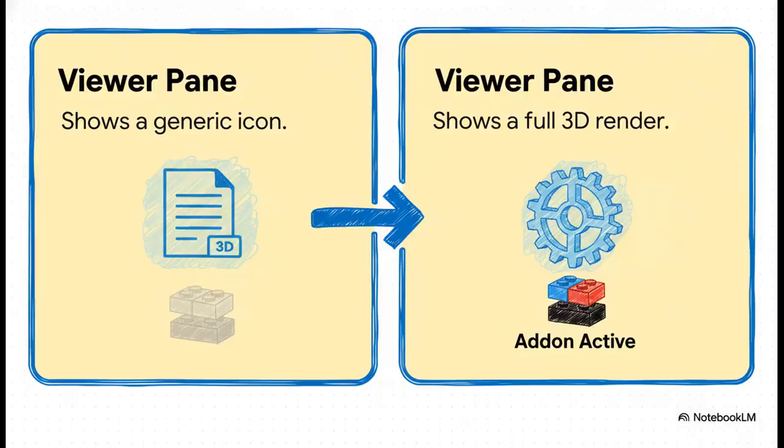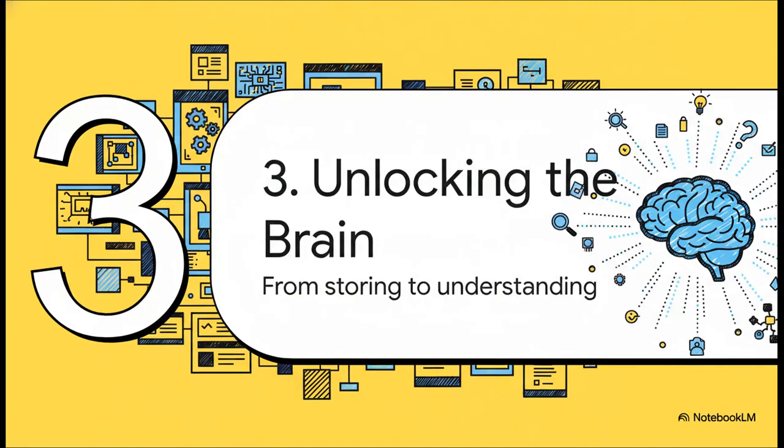And this is where you really see the power of that Lego architecture. Without a special add-on, the app just shows you a generic, boring preview for a 3D file. But the moment you drop in the 3D printing add-on, boom, the viewer pane instantly swaps in a full 3D renderer. The app just knows what to do because the add-on taught it. So far, we've got a really smart modular app, but now it's time for the real magic. Let's move on and unlock the AI brain.